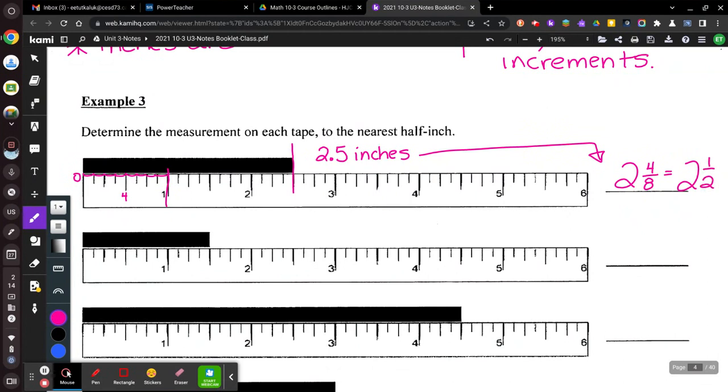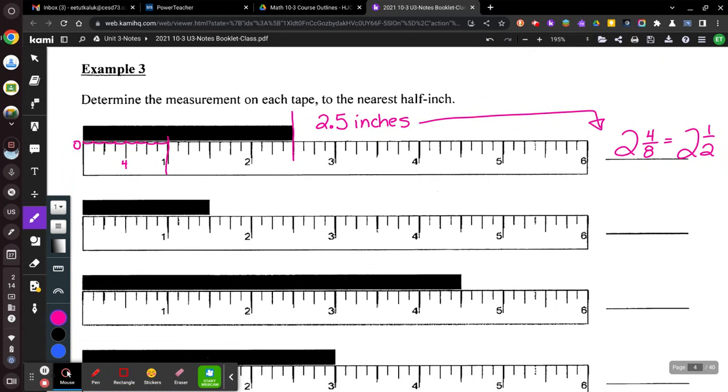So you need to make your whole number. Your whole number is the large number. Your fraction is going to be out of 8. Okay? So 2.5 inches. Notice the top number is not a 5. It would be a 5 if it was out of 10. But for inches, half of 8 is 4. So that's the difference.